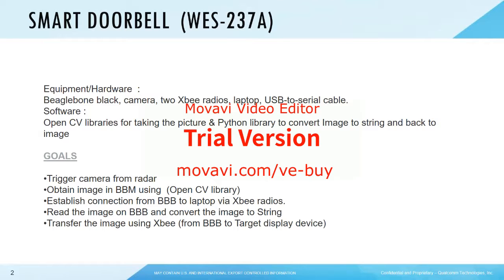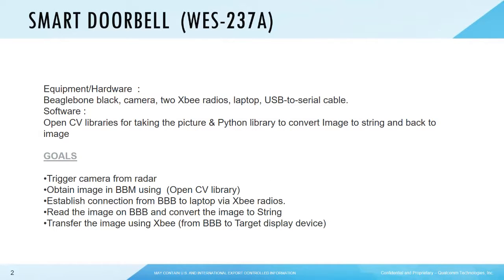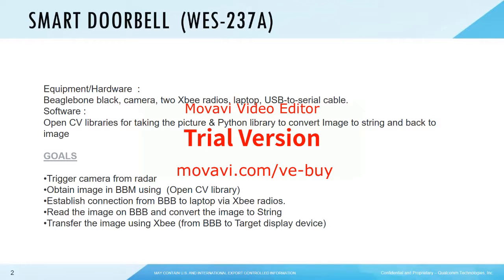The equipment we use for the project is a BeagleBone Black, a camera, 2 XBee radios, a pair of USB to serial cables, and for software we use the OpenCV libraries for taking a picture and a Python library as well to convert an image to a string and then back to an image, a proper image file.